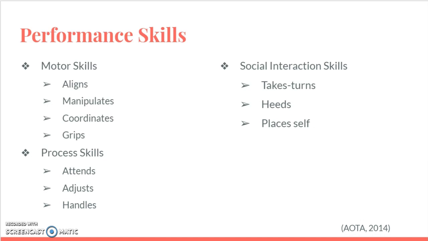Coordinates. The puzzle blocks are a pair. Their designed use is to use both hands to simultaneously fit them together. Grips. The blocks require E to use any number of grasp patterns to provide enough force to fit the pieces together. Process skills. Attends. E is required to visually focus on fitting the pins into the holes. Losing focus may inhibit the process.